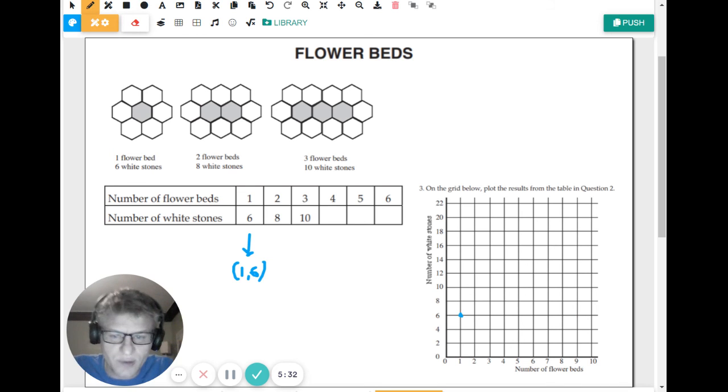So I'm going to leave you with this problem. I think there's also a bonus on it, which asks you to predict what's going to happen next. For instance, we're going up to 6 with our table. We're going to go up to 6 on our graph. But I'm going to ask you what happens at 9. Where would it be at 9? So what would be the number of white tiles and the number of flower beds? When you're at 9 flower beds, how many white tiles? So I want you to think about that.